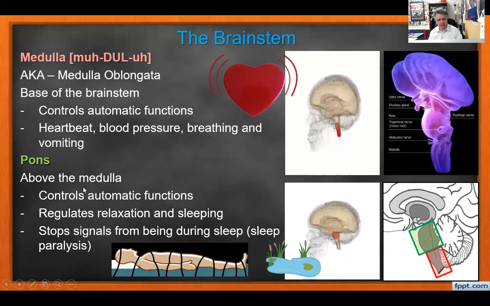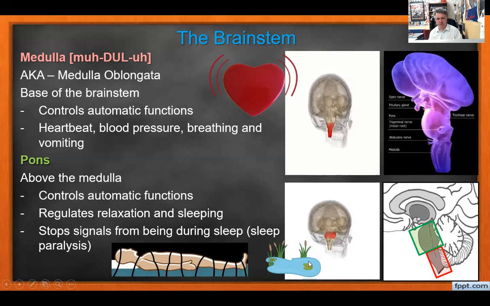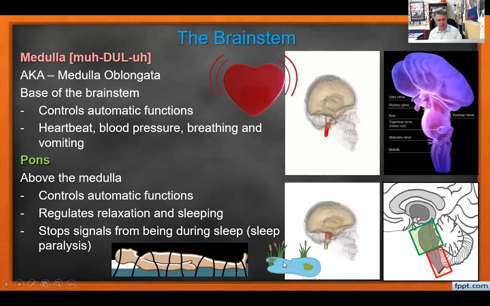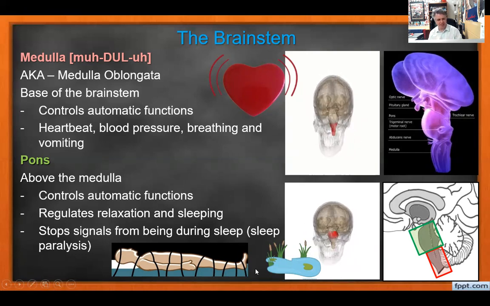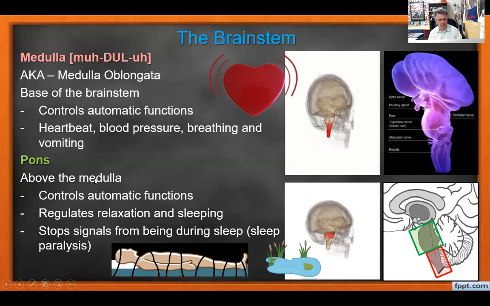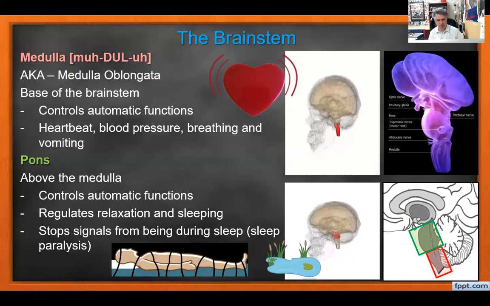So again, the pons is relaxation. You think of a pond, very relaxing, not a lot of rapids or movements or flowing. It's just settled water and mosquitoes. And also paralysis: pond, placid, paralysis. That's all the pons. So again, those are the two parts of your brainstem.